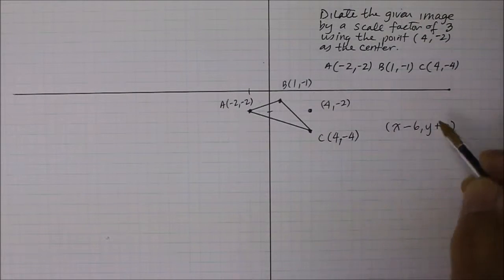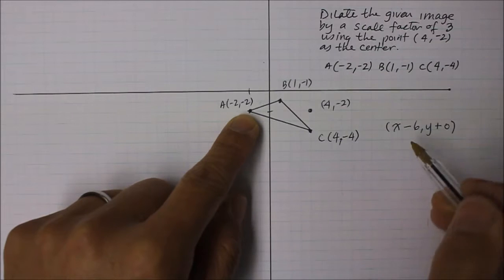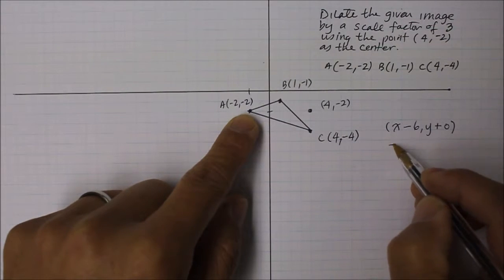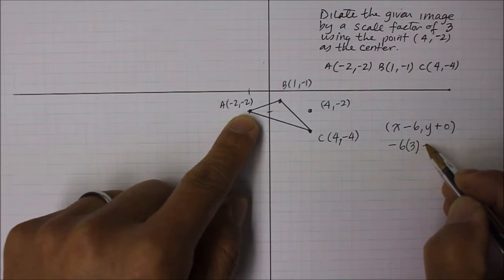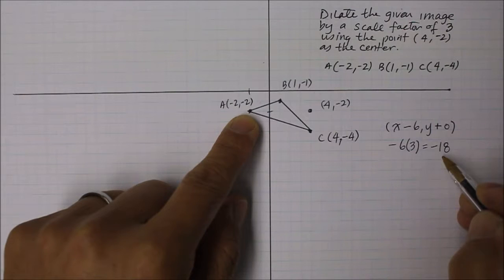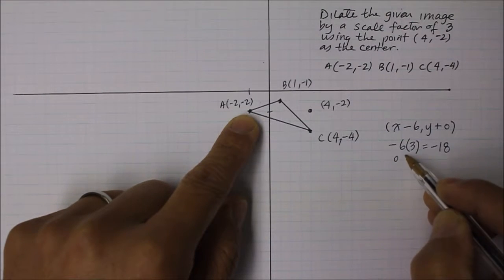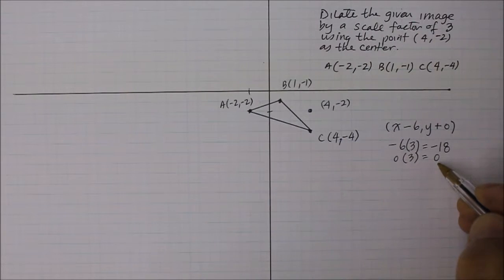Now we're going to enlarge the distance by a factor of 3. So we're going to take that 6 units to the left translation and multiply by 3. So that means a total of 18 units to the left. And the y, of course, was 0 times 3 units of enlargement. There is no movement up or down.